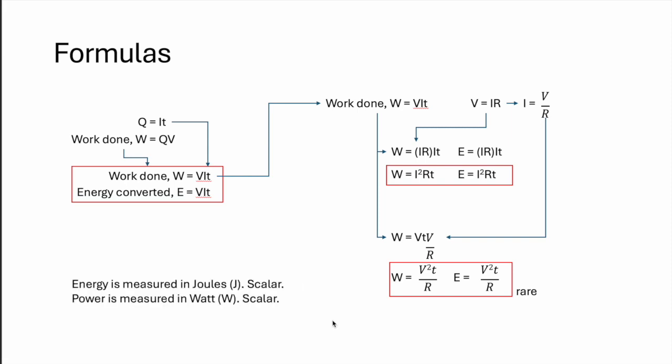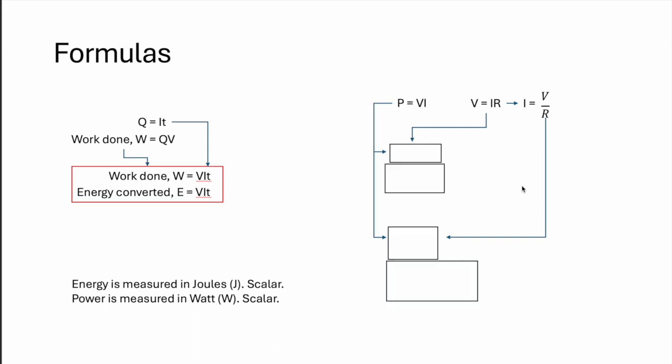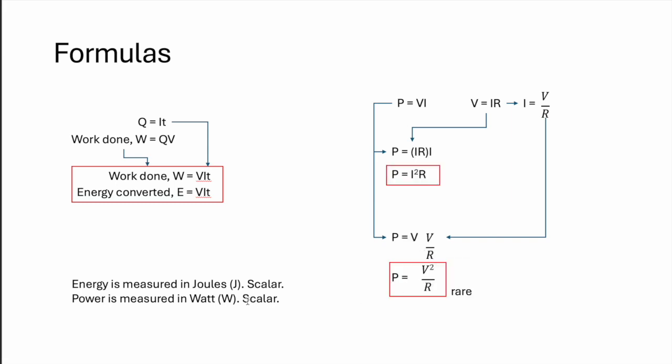Energy that is being measured over here, work done, energy expended or energy converted, is measured in joules, J, and it is a scalar quantity. And since P equals VI, you can also put in V equals IR and I equals V over R, and you get another new formula: P equals I squared R, or P equals V squared over R. Power is measured in watt, also scalar. You would already have been exposed to this in the earlier chapters.